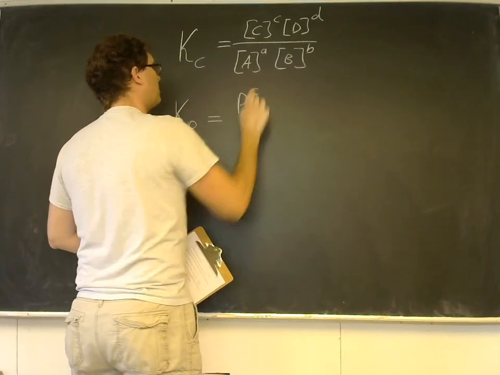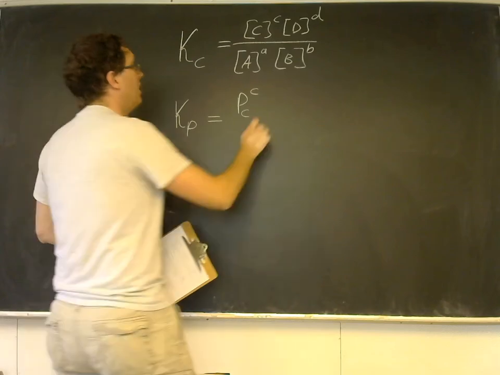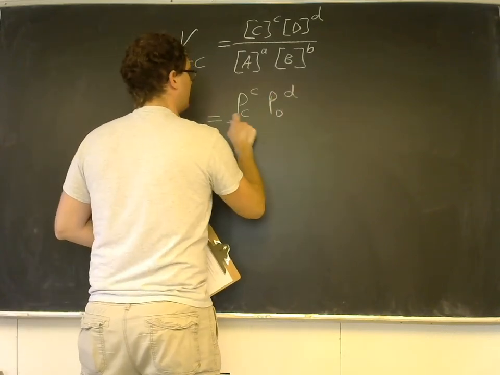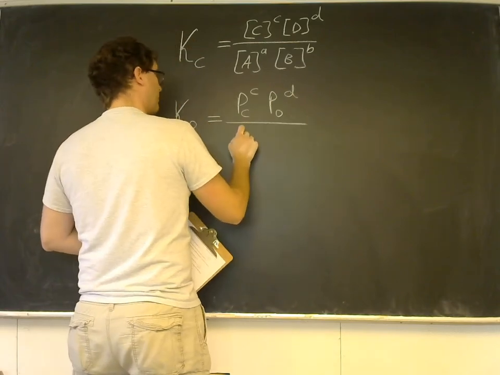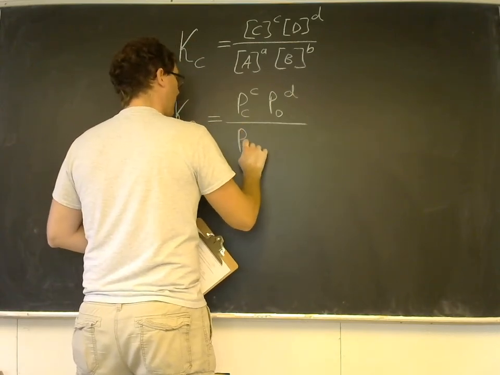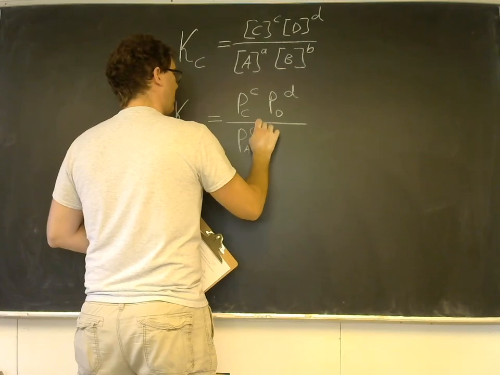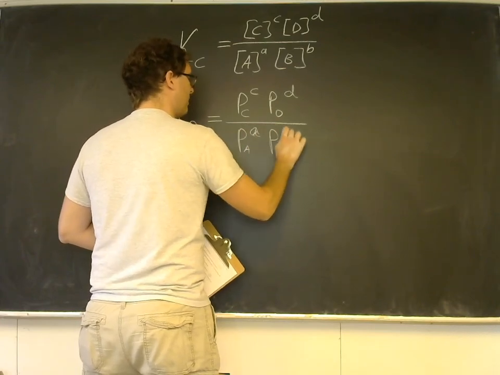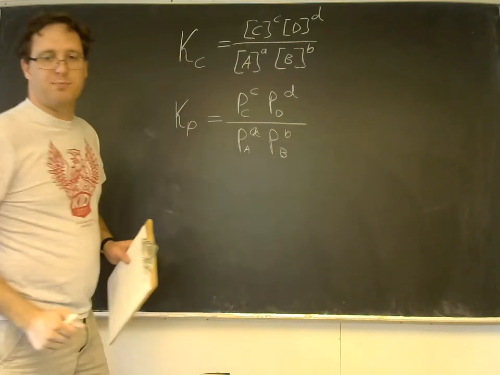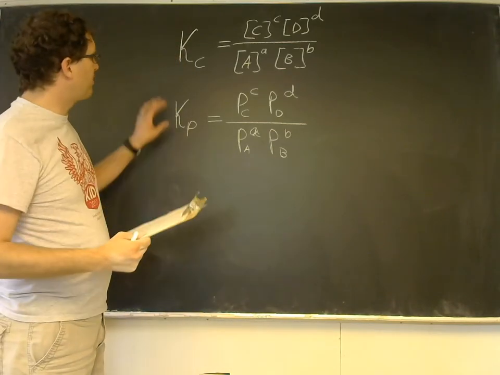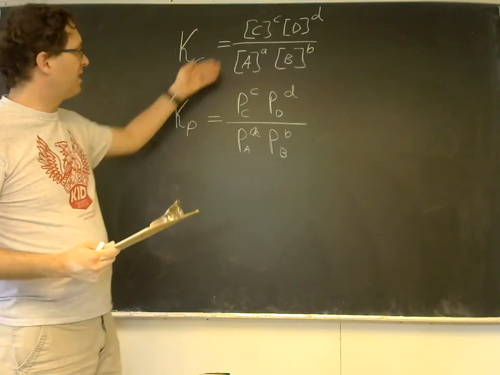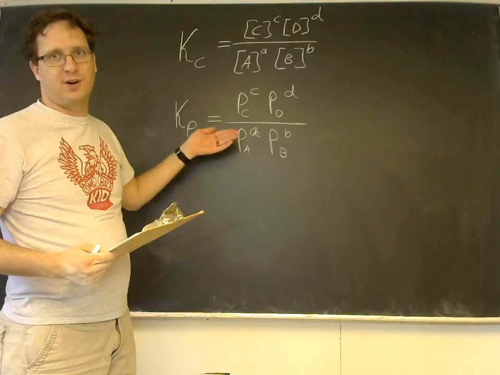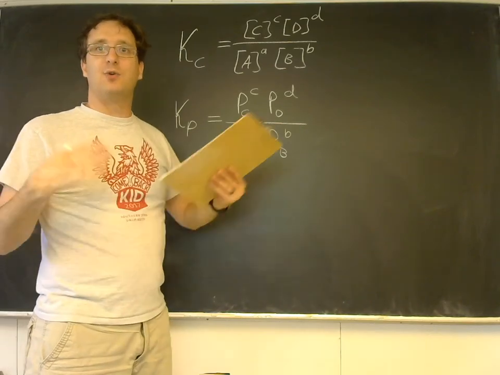So the pressure of C raised to the power of c. The pressure of D raised to the power of d. The pressure of A raised to the power of a. And the pressure of B raised to the power of b. So these represent the same conditions, but because one is measured in molar concentration and one is measured in pressure, they're not necessarily equal to each other in value.